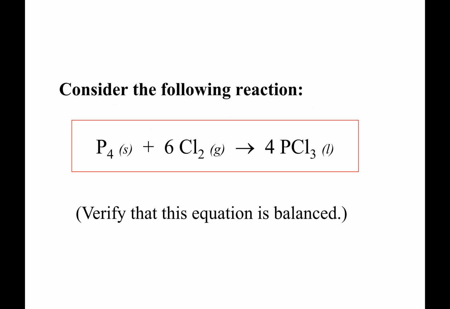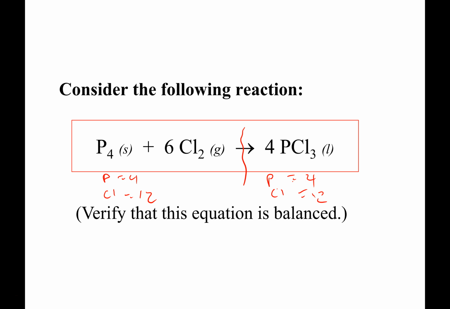So let's do this one. And just to remind you how this works, we could verify that the number of phosphoruses and chlorine on both sides are the same. I got 4 phosphoruses and 12 chlorines. I got 4 phosphoruses and 12 chlorines.